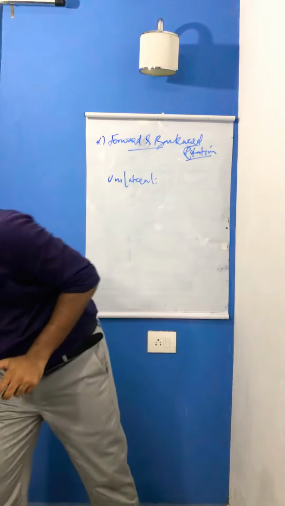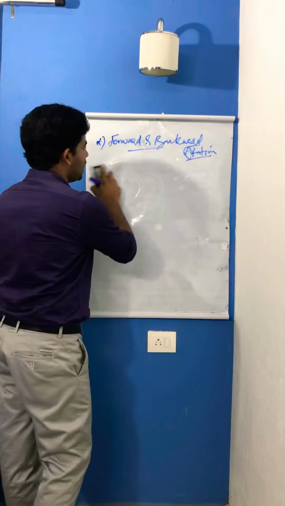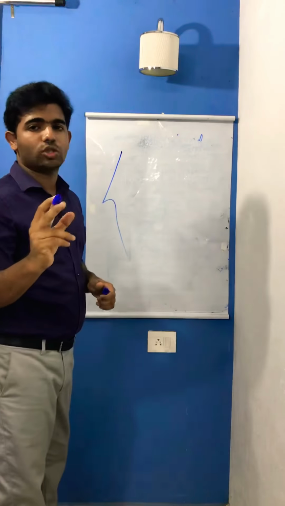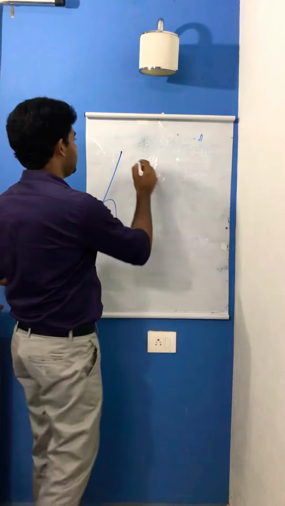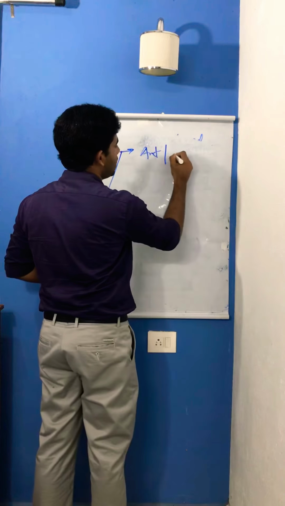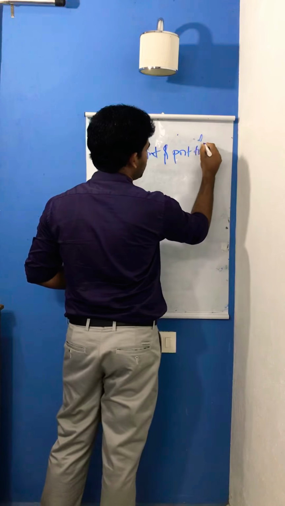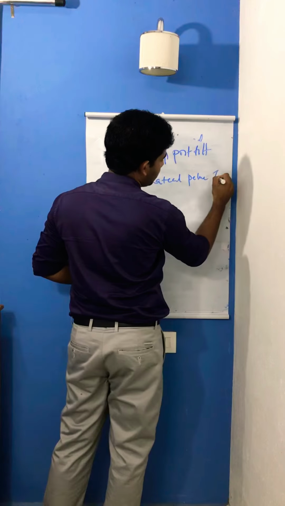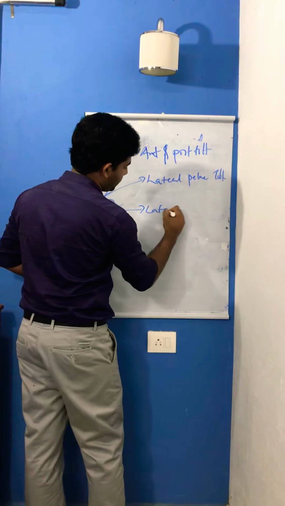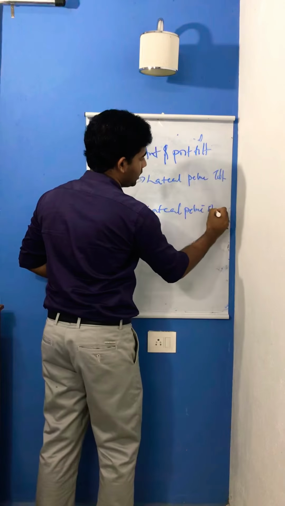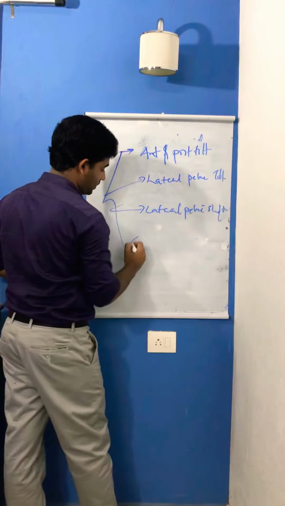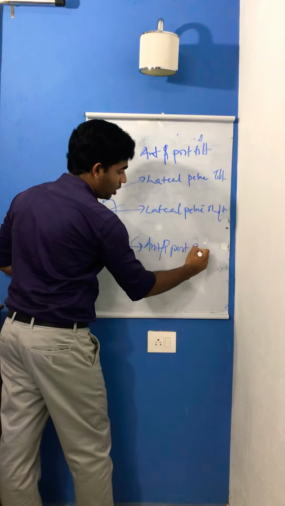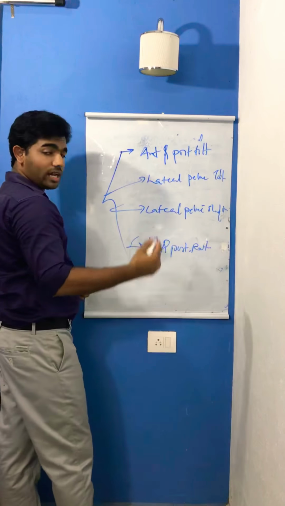So if we summarize the motion of pelvis on a fixed femur, how many motions do we get? 4 different types of motion, and this is to be remembered throughout your professional career. First one is anterior and posterior tilt. Now, lateral pelvic tilt. Third one, lateral pelvic shift. Fourth one, anterior and posterior rotation, or forward and backward rotation.